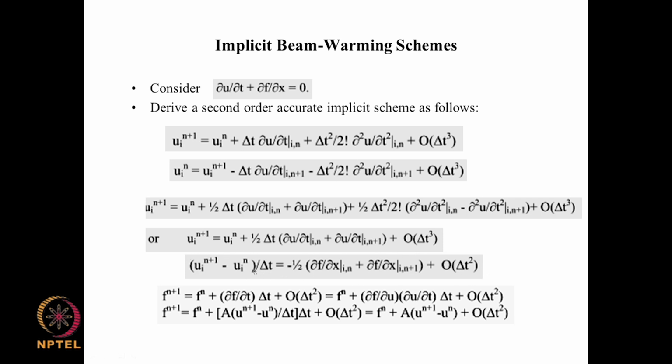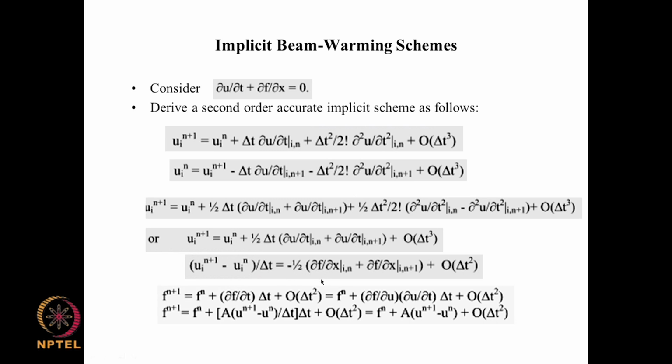Okay. So, now the flux f is actually u square by 2. So, it is a nonlinear thing. So, we need to make it linear, we need to linearize it, and so we write f^(n+1), that is coming here, in terms of f^n, that is coming here, as f^(n+1) equal to f^n.